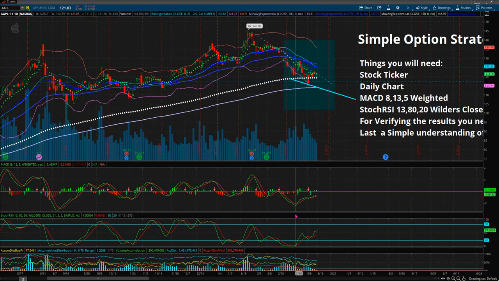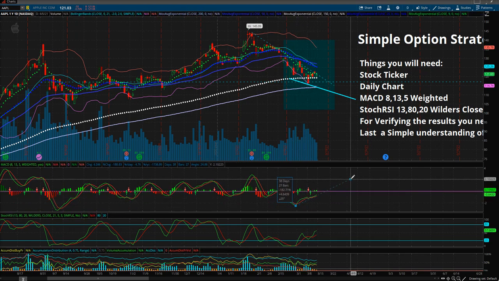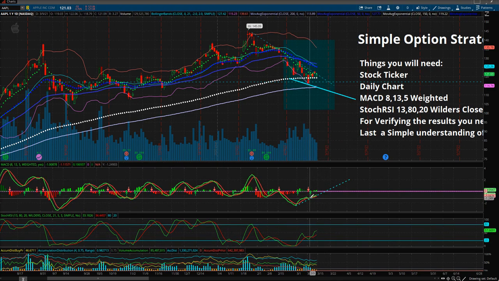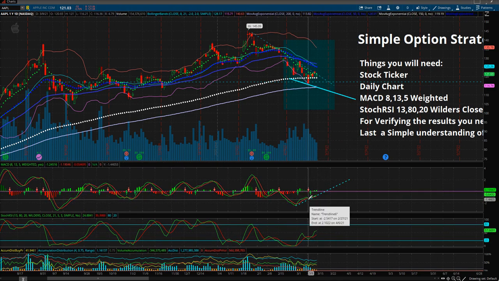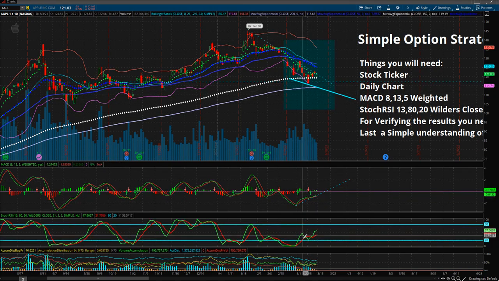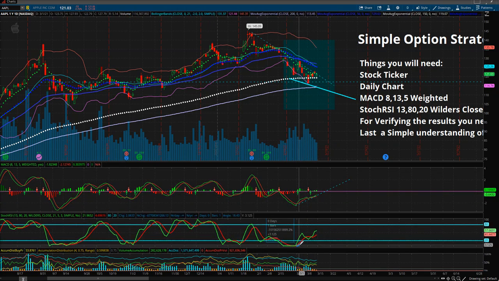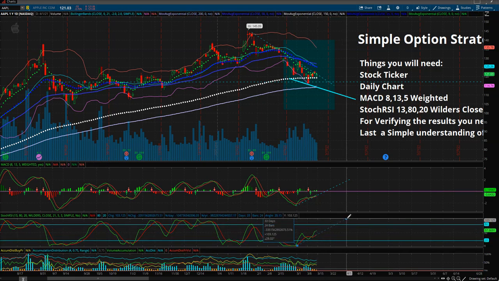Okay. So now down here on the MACD, we're going to draw a line from this notch on that green line to the notch on that line at the front there. It happens to line up with this red candle coming down as well. So those are your two points of reference there. And then on the stochastic RSI, we're going to do the exact same thing.